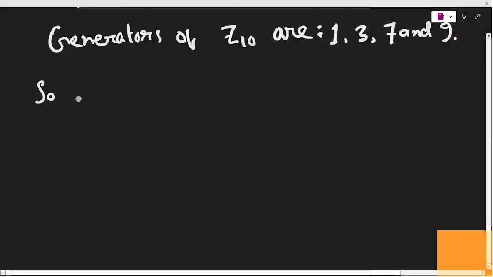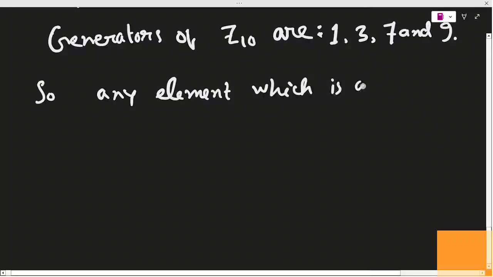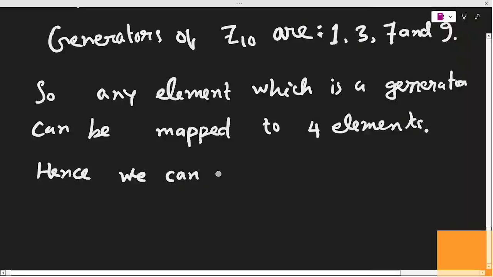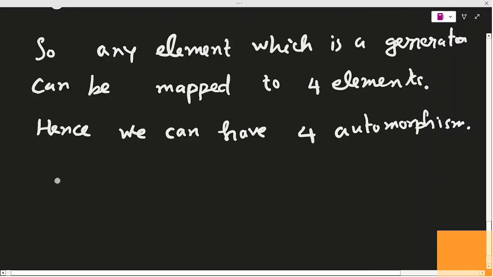So any element which is a generator can be mapped to 4 elements. Hence we can have 4 automorphisms. Case 1. Okay, so now let's talk.